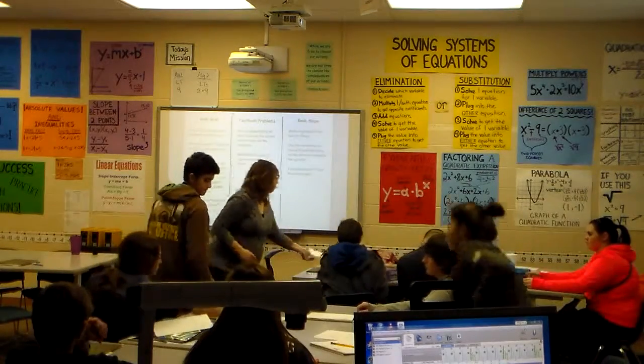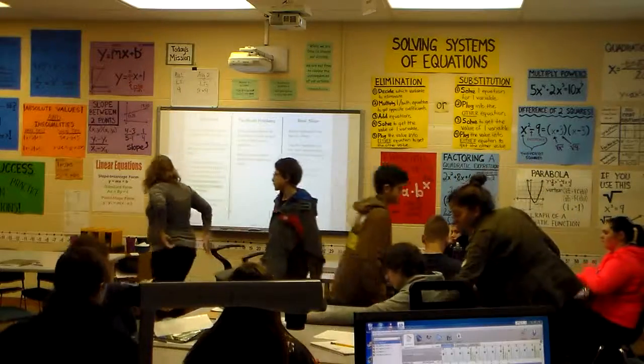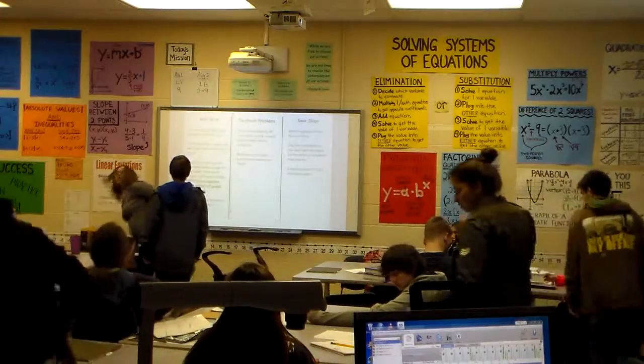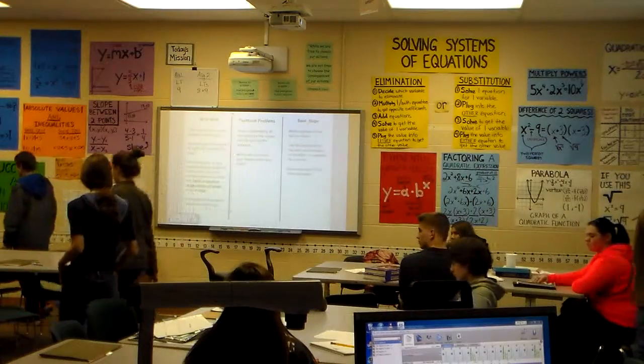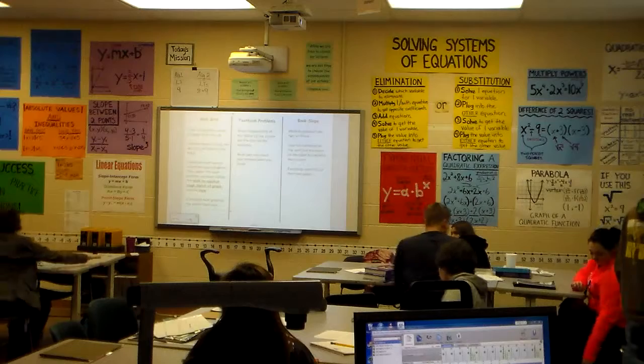Textbook problems, if you like that better. And if you would like to do the book slope activity, that's going to be back here at this table. Use those textbooks and those rulers.